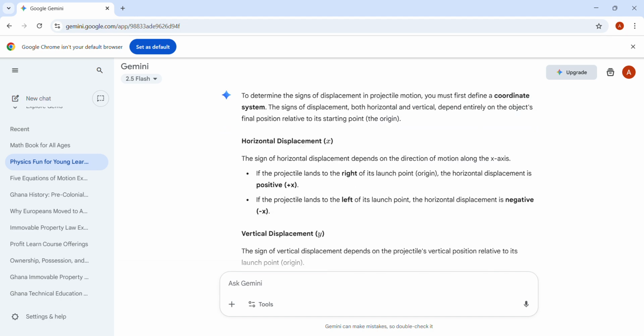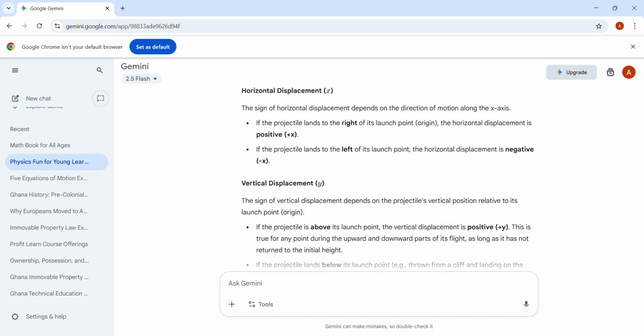Displacement. For displacement, you use the graph: y positive, y negative, x positive, x negative, and in that order. Then velocity will follow the displacement. When it is coming down, the final velocity is bigger than the initial velocity. So you have a negative sign as the velocity is coming down.